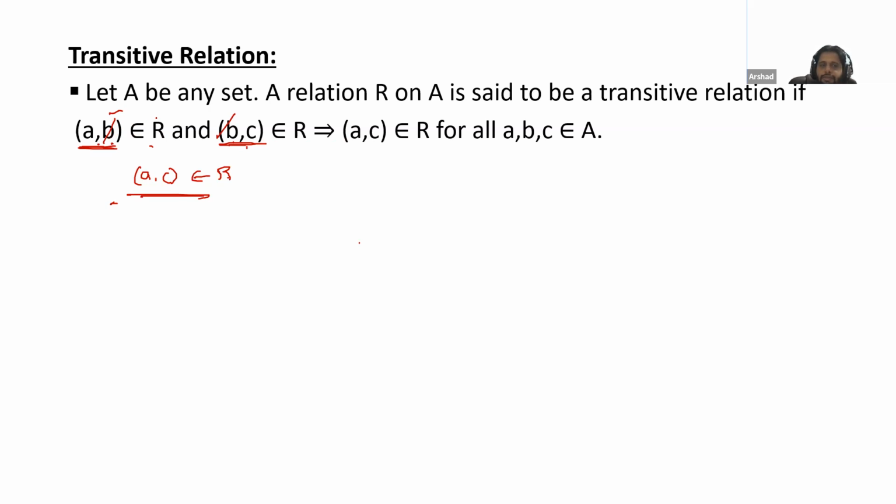Please remove the common part. Then for the remaining elements, do not disturb the ordered pair. Here the first element is A, so we will write A. Here the second element is C, so we will write C. So A comma C belongs to R. This is a transitive relation. Is this clear first?